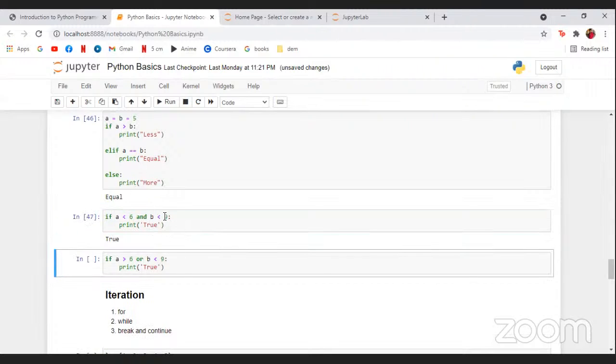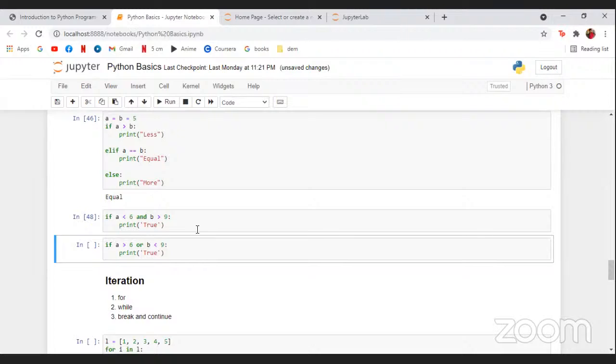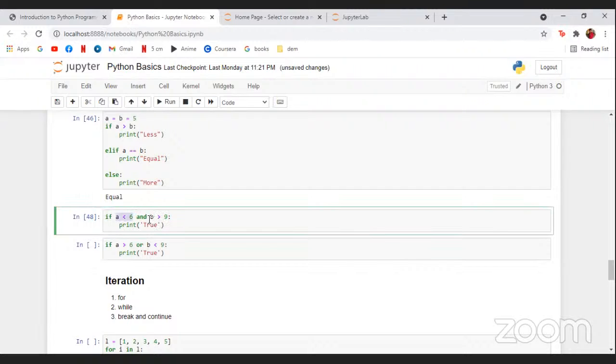But here, if I change this to greater than, then nothing happens because there's no else condition, right? So this has automatically become false. And since I've not given an else condition, there's nothing that it can print. So because this was true, but since this was false and we've used an and, the net result of this statement comes out to be false.